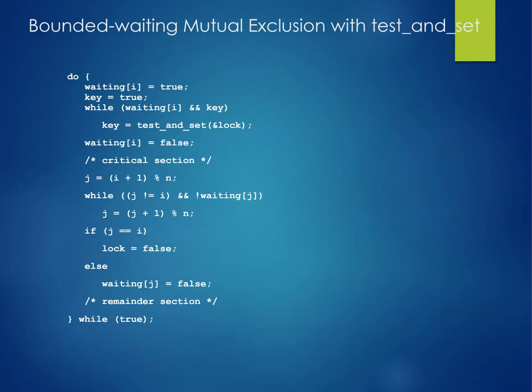So here's bounded-waiting mutual exclusion with test and set. Waiting[i] equals true. We set our key equal to true. While waiting and key, key equals test and set. So we keep doing this until we get back a result and we're no longer waiting. Then we set our waiting to false because we're no longer waiting. We get into our critical section. We do some stuff. And then when we're done, we reset our lock and go home.